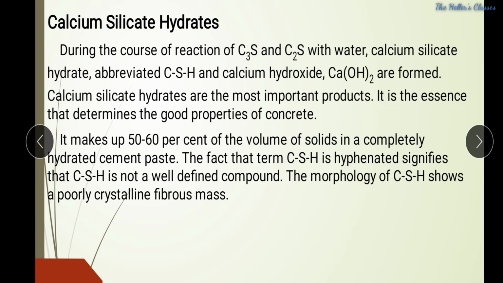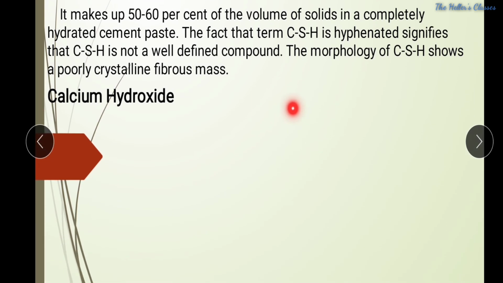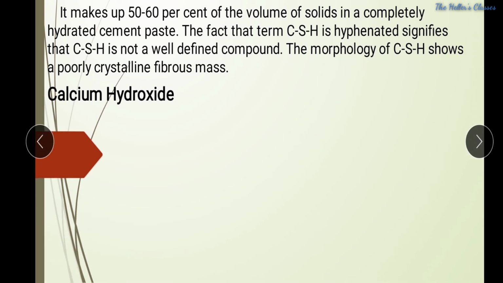The fact that the term C-S-H is hyphenated signifies that C-S-H is not a well-defined compound. The morphology of C-S-H shows a poorly crystalline fibrous mass, which means the C-S-H gel can be seen in a fibrous form, and that is most responsible for the bonding between the cementitious materials.